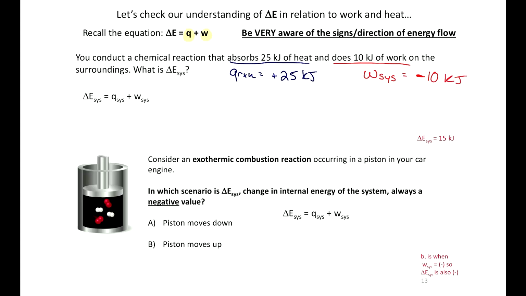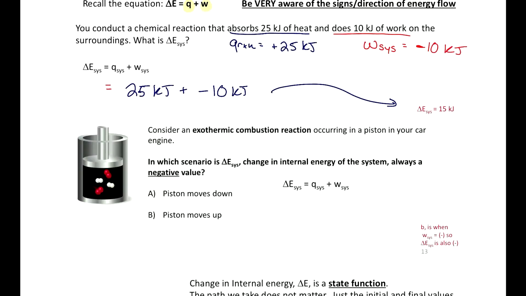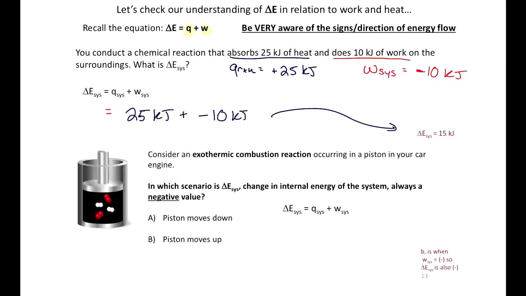And so now when we put these values into our delta E equation, we understand that it is 25 kilojoules plus negative 10 kilojoules. So our answer is 15 kilojoules, all right? We can't just take the numbers and plug them into the equation. We have to infer what those signs are based upon the language that's used here, right? Okay, so let's do one more where we are utilizing our understanding of signs, delta E, and how Q and work are related.